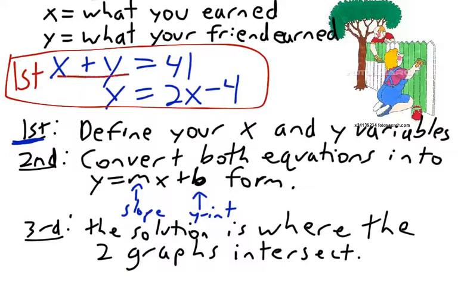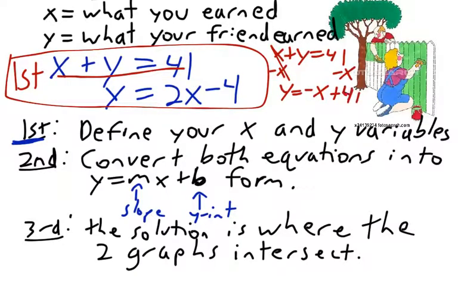So that first equation is not in y equals mx plus b form. So all I need to do with my x plus y equals 41 is solve it for y. So I would just subtract x from both sides, and we would get y equals negative x plus 41. Remember, I want my x term written first because it's in slope-intercept form. So now we have our second step complete. So we can check off that second step and the first step.